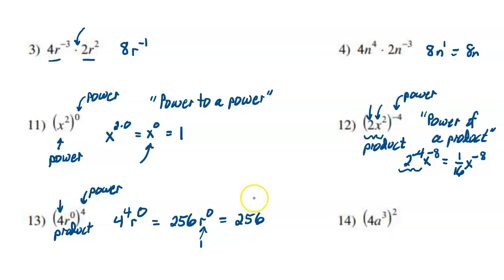Okay, number 14. This is a product. The coefficient is 4. The variable part is a to the 3rd. That product is being raised to a power. So think about structure. It always comes down to structure so that you know which rule to apply. To raise a product to a power, start with the coefficient 4 and raise it to the power, 4 to the 2nd power. Then do the variable, a to the 6th power. 4 to the 2nd power is 16, a to the 6th power.